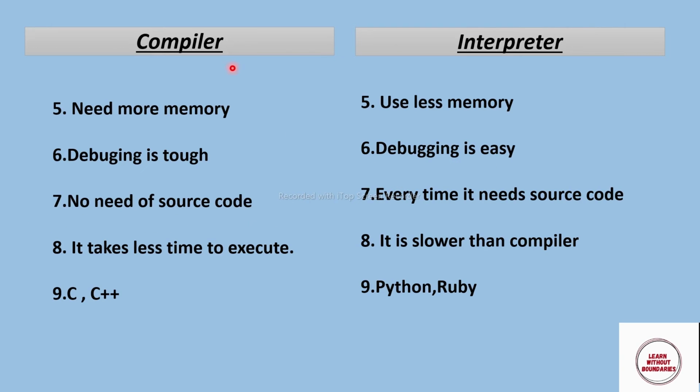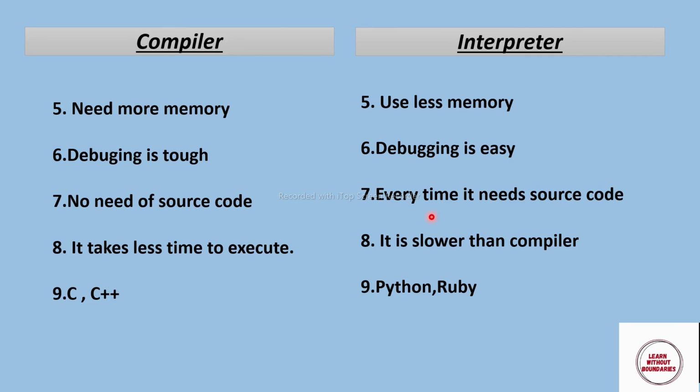Source code is not needed again in the compiler, because we convert all the statements given in the program at the same time. It creates the object code, then linking and loading are done, and then an executable file is created, and we run that program. But in the interpreter we take one statement, translate it, and run it at the same time. So for the second statement we need the source code to convert that statement.